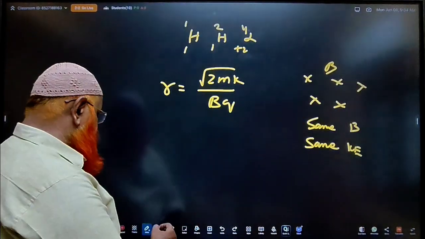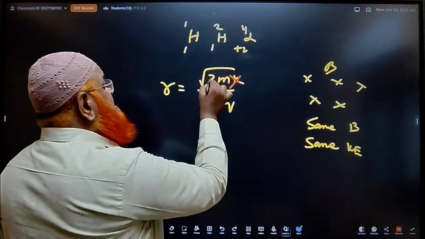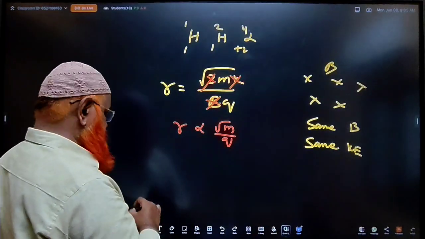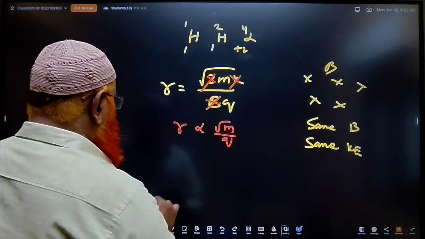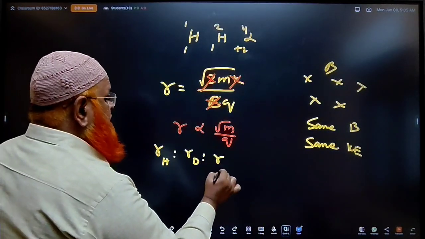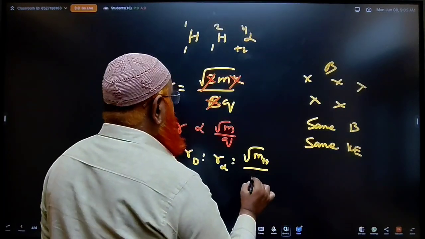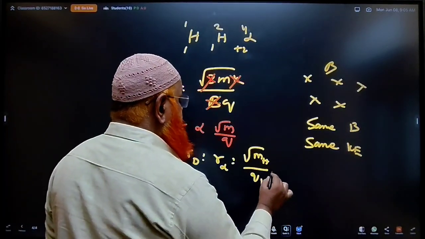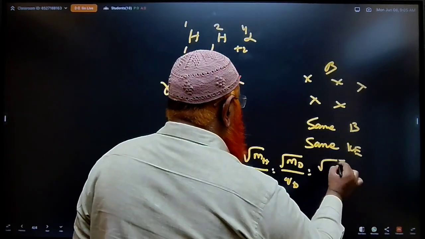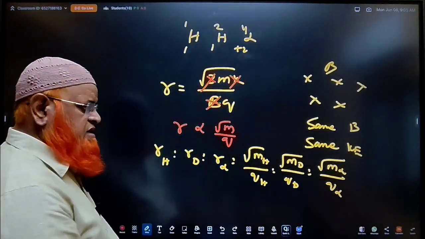So here, what gets cancelled? B is constant, K is constant, 2 is constant. So r is directly proportional to root m by q. Understood? Therefore the final step is R of hydrogen, R of deuterium, R of alpha is equal to root m of hydrogen by Q of hydrogen, root m of deuterium by Q of deuterium, root m of alpha particle by charge of alpha particle. This is going to be the ratio.